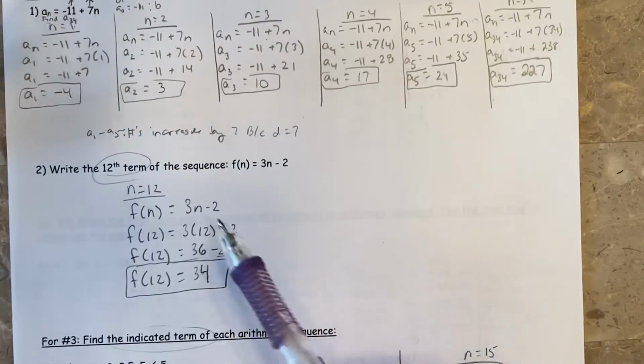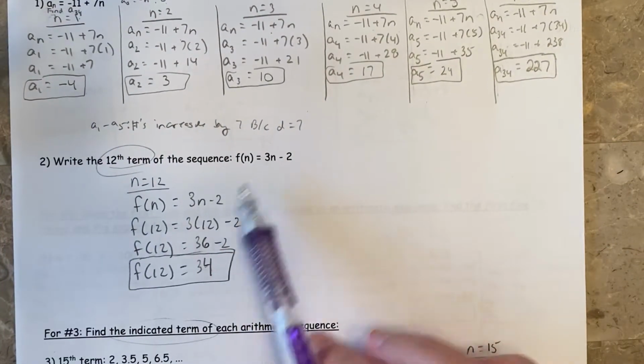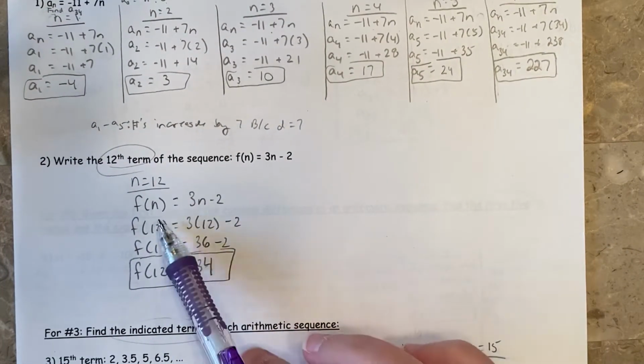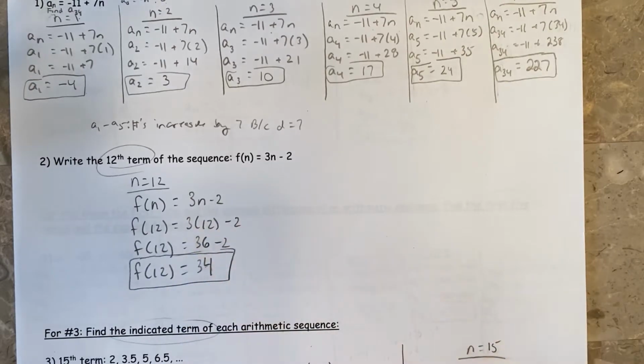Okay, number 2, for the 12th term, you want to just fill into the equation, and f of 12 equals 34. Just make sure you keep changing it to 12.